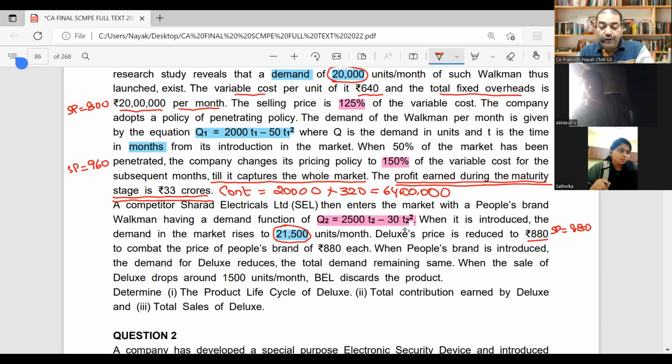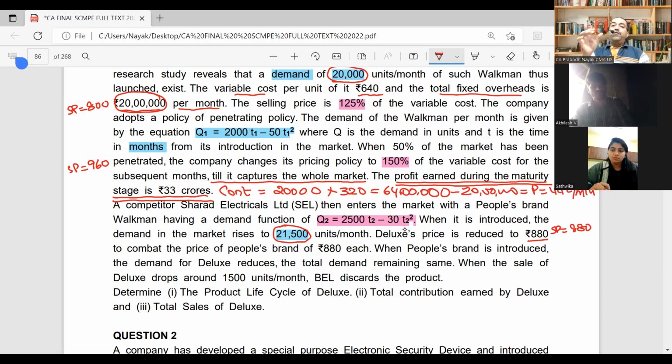So 64 lakhs minus the fixed cost. Are we given the fixed cost? Of course, we are given the fixed cost somewhere. See here, 20 lakhs. So 64 lakhs minus 20 lakhs is 44 lakhs is the profit per month. So profit is 44 lakhs per month. Am I right? 44 lakhs per month.